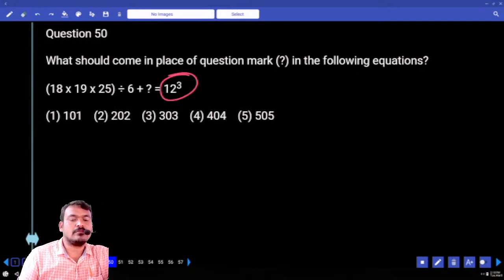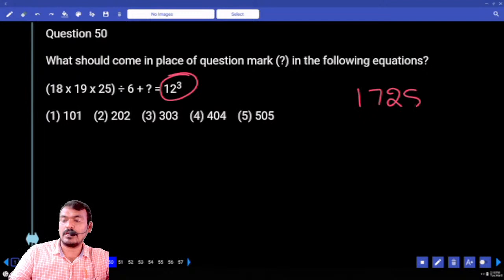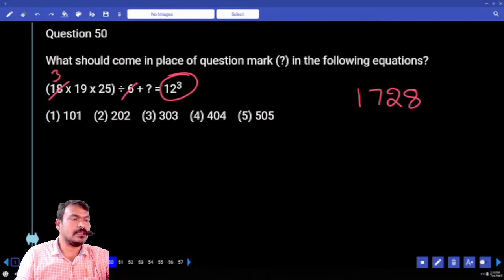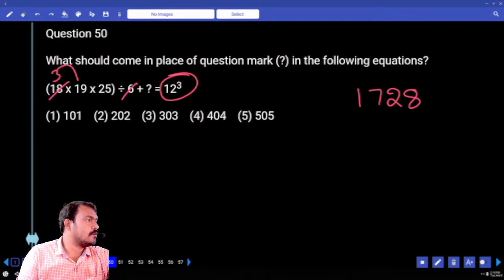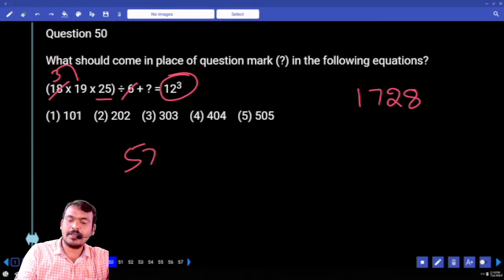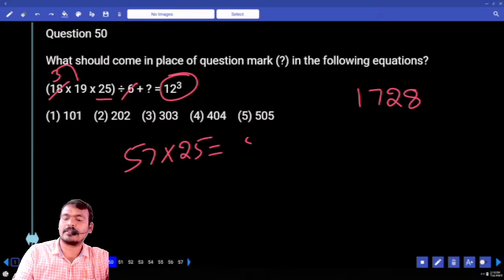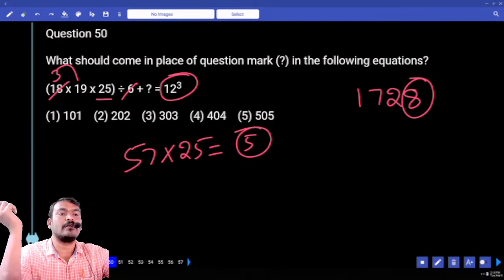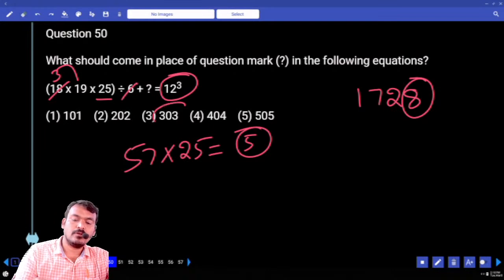Next, question number 50. What is the right hand side value? 12 cube. What is the 12 cube? 1728. Next, left hand side 6 how many times numerator? 3 times, or not? 6 3s are 18. 3 into 19 into 25, or not? 3 into 19 means 57. Into how much value? 25. 57 into 25, we are getting ending with 5, or not? Already right hand side ending value 8. 8 minus 5, 3. Ending with 3, how many options? Only 1, or not?